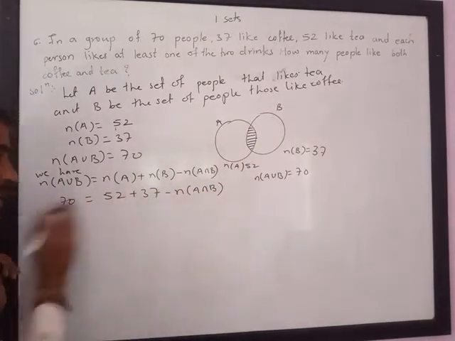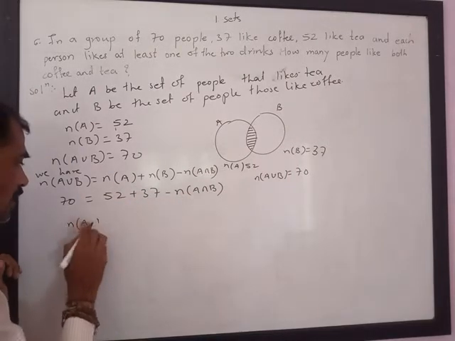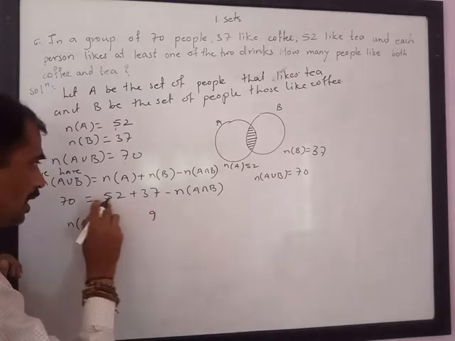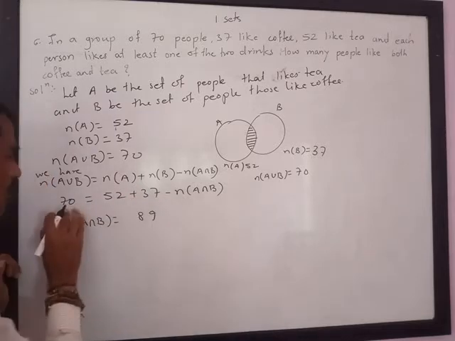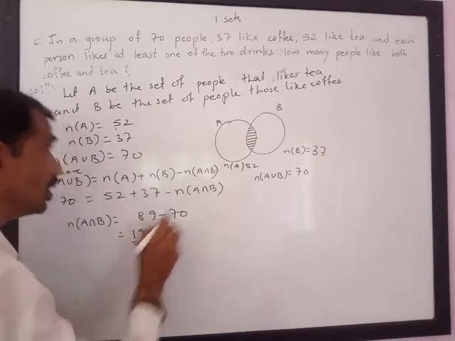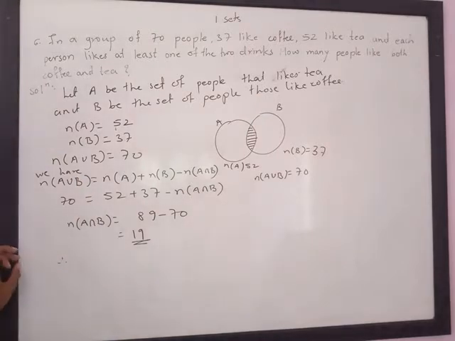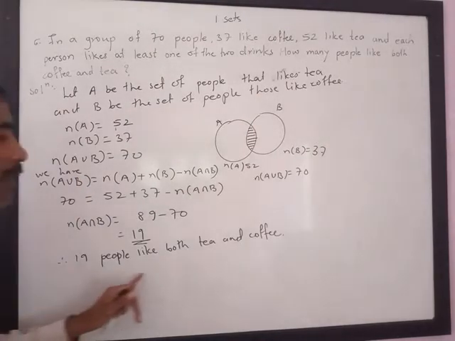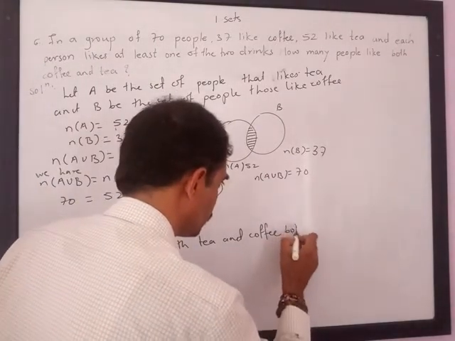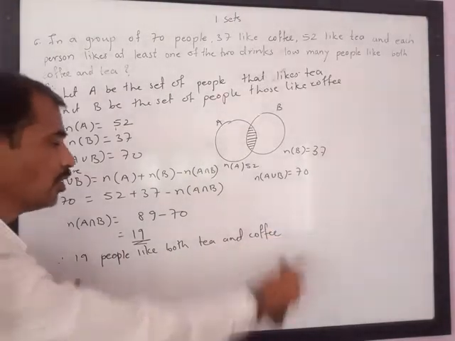If you take this to the left hand side, we will get number of elements in A intersection B is equal to 52 plus 37. 2 plus 7 is 9. 5 plus 3 is 8. If you transpose 70 to the right hand side, you will get 89 minus 70. It means 19 is the solution. Thus 19 people like both tea and coffee. No need to write both again.